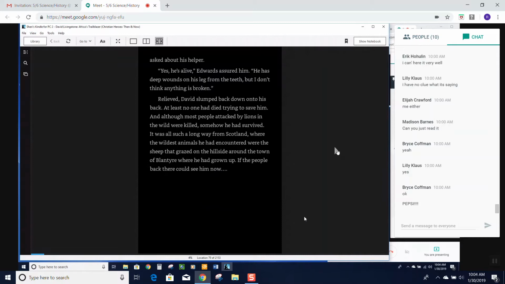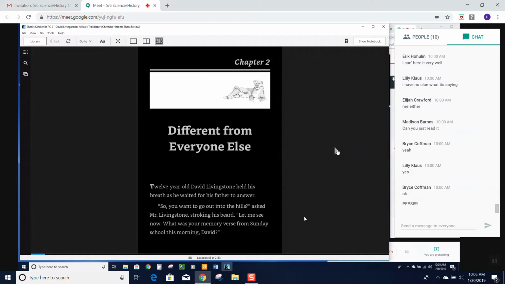At least no one had died trying to save him. Although most people attacked by lions in the wild were killed, somehow he had survived. It was all such a long way from Scotland, where the wildest animals he had encountered were the sheep that grazed on the hillside around the town of Lancashire, where he had grown up. If the people back there could see him now.